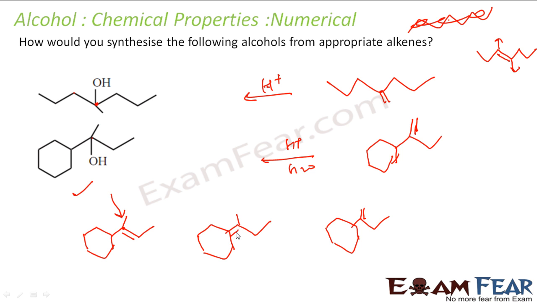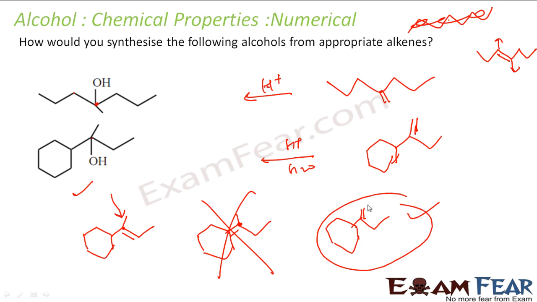Let's see this. This carbon has 1, 2, 3, 4, 0 hydrogen. This also has 0 hydrogen. So OH can join here or here. This we can't take. Let's see this. This carbon has 0 hydrogen and this carbon has 1 hydrogen. This is also fine. So you can take any of these actually, because in any of these cases, the OH will be added here. Correct.